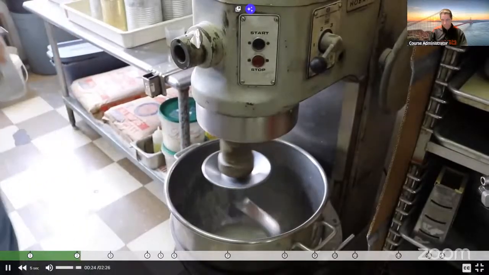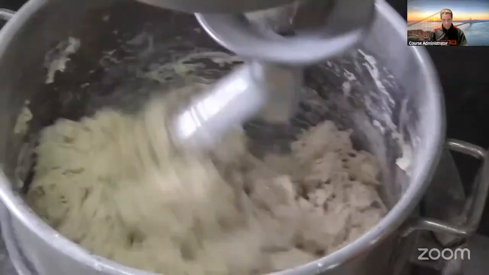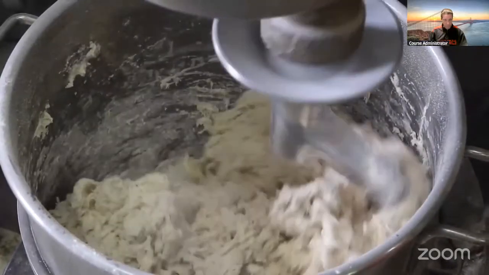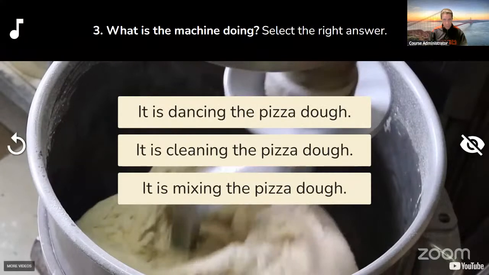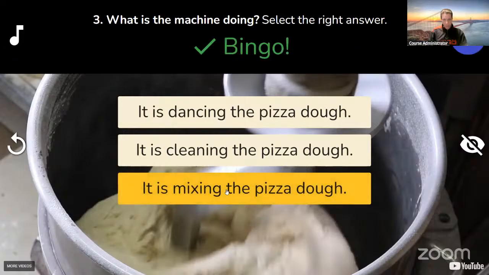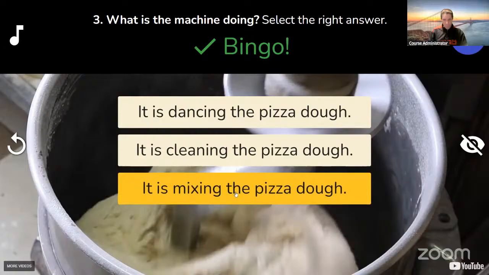Water, flour, yeast, sugar, salt, and oil. It's all put together in a large mixer. Okay, so in this case, the question is, what is the machine doing? And the answer is, it is mixing the pizza dough.